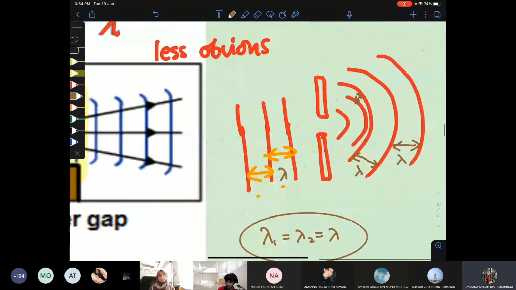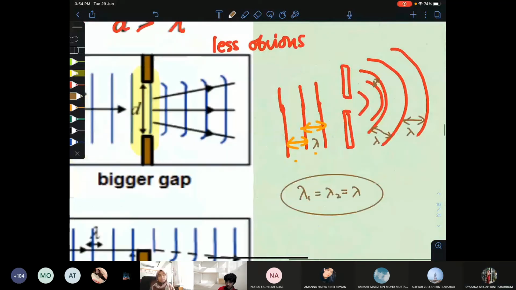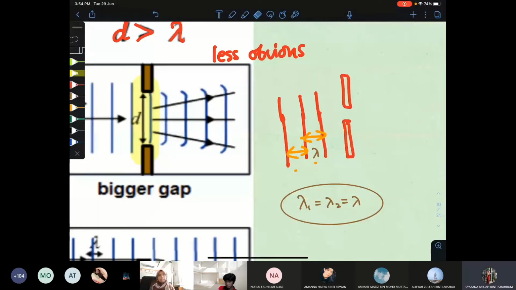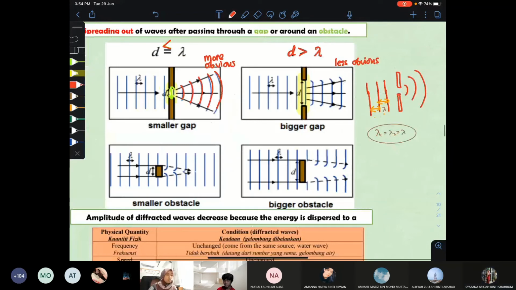Okay, and if you are asked to draw, my suggestion is you do not draw too many lines. How many lines do you need to draw? How many is enough? Three. Yes, three. Just like this is enough. No need for many. The more lines you draw, the higher the possibility you get it wrong.